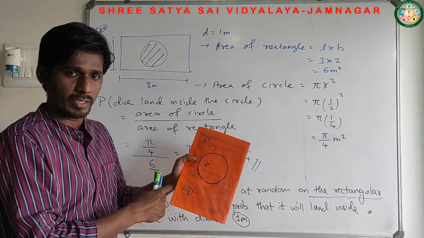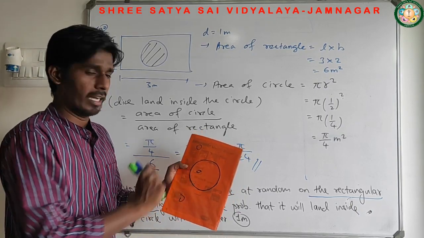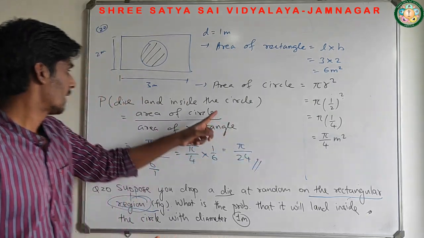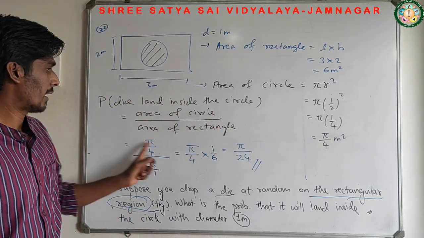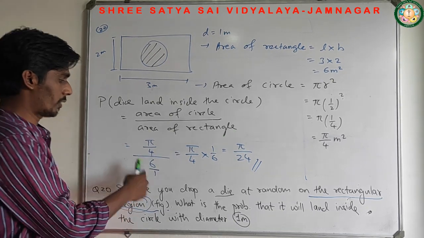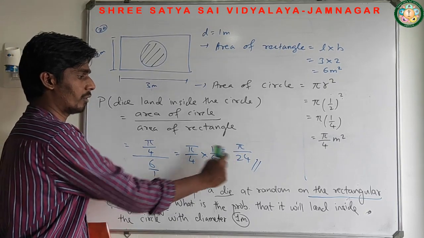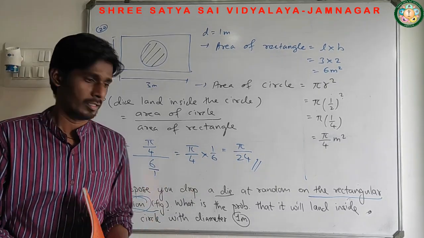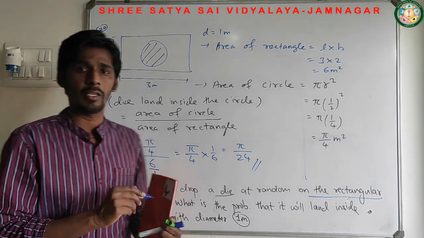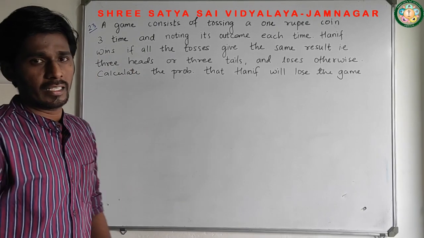So total outcome is what? Area of rectangle, and favorable outcome is what? Area of circle. Area of circle is favorable outcome, area of rectangle is total outcome. Divide them. 6 will move to the numerator, it will get reciprocated. 6 4s are 24, so pi upon 24. This is the answer. Mark this one as a star sum, because this is the only sum where we are using the area formula. Let's move to the next question.